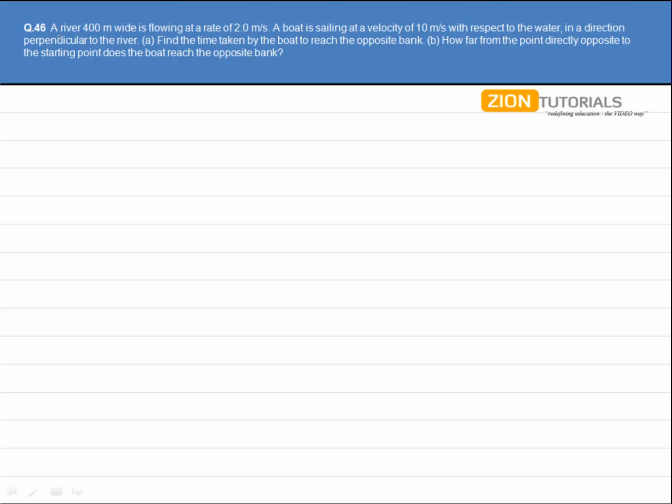As the question says, a river 400 meters wide is flowing at a rate of 2 meters per second. A boat is sailing at a velocity of 10 meters per second with respect to the water in a direction perpendicular to the river. Find the time taken by the boat to reach the opposite bank. How far from the point directly opposite to the starting point does the boat reach the opposite bank?